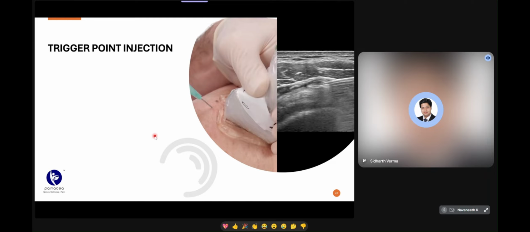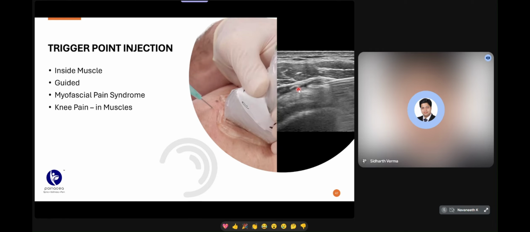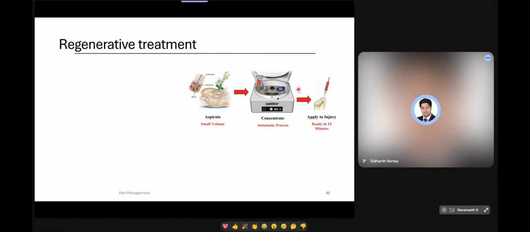For example, if these patients are having some knots in their muscles and they have myofascial pain, we can give something known as a trigger point injection. In this, we look at the ultrasound of the patient, and then inside the muscle, we give these guided injections. And after these injections, the patients feel much better for a long period of time.